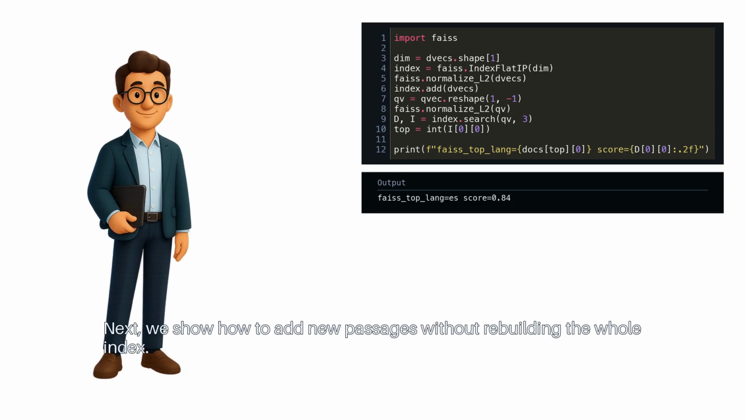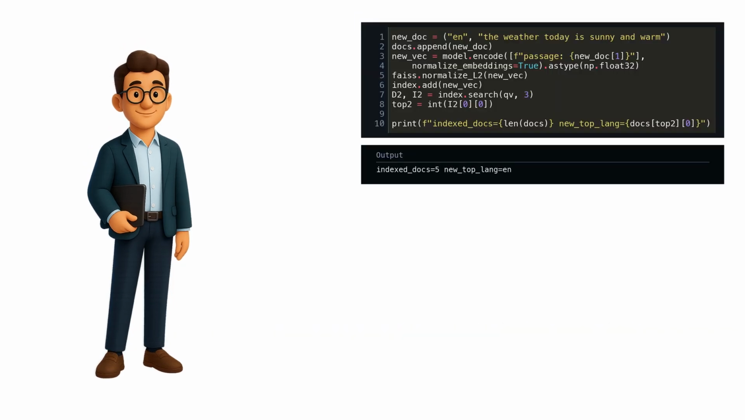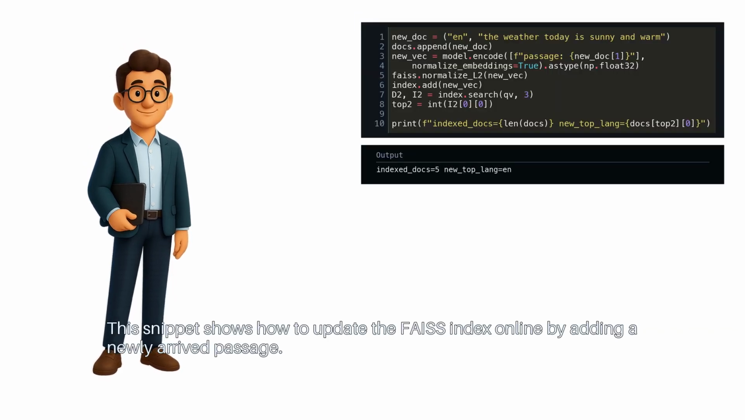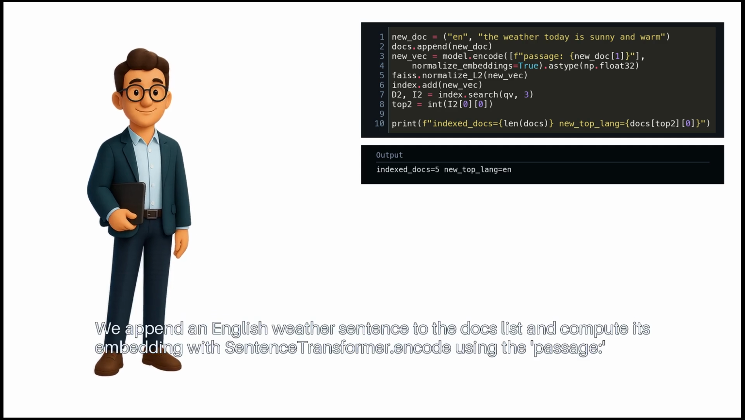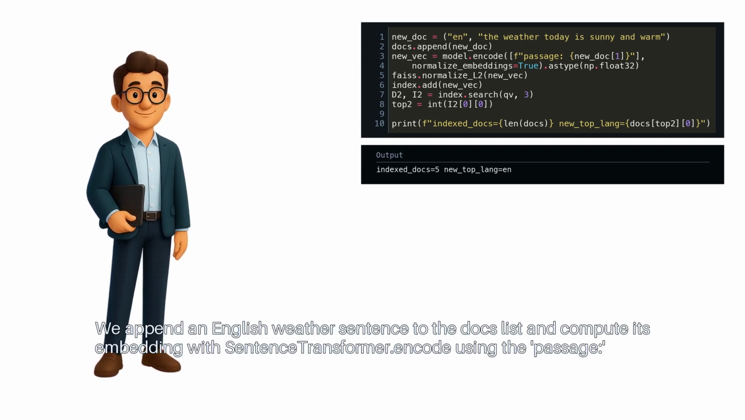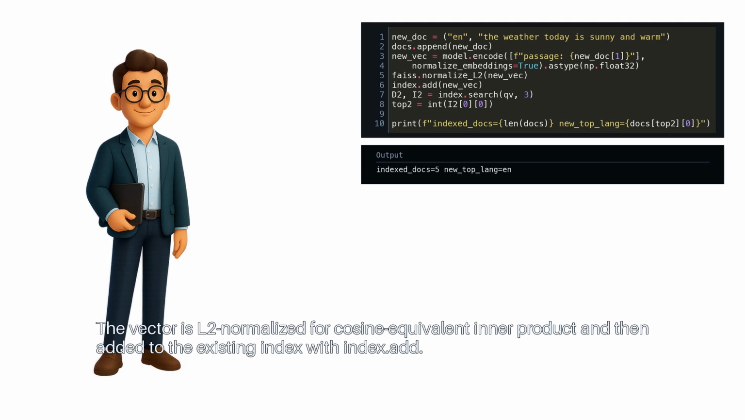Next, we show how to add new passages without rebuilding the whole index. This snippet shows how to update the FAISS index online by adding a newly arrived passage. We append an English weather sentence to the docs list and compute its embedding with SentenceTransformer.encode using the passage instruction and normalization. The vector is L2 normalized for cosine equivalent inner product and then added to the existing index with index.add.